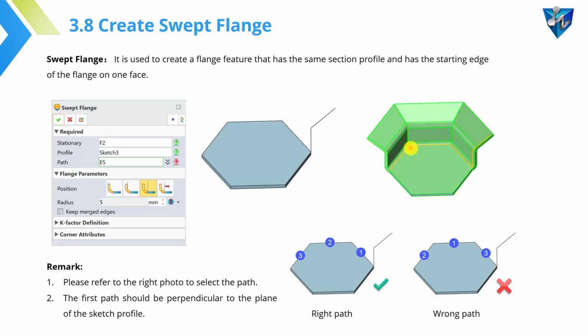And the next one is the swept flange. It will create a flange feature that has the same section profile. So in this case, you will need an open profile and you will need a path. And the path should be perpendicular to the plane of the profile.